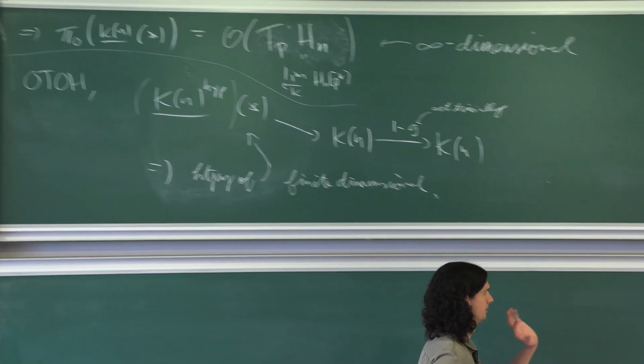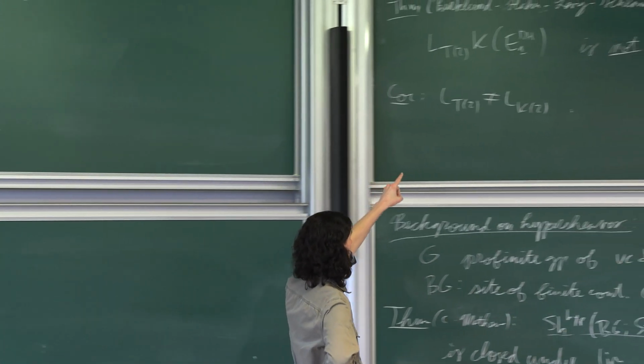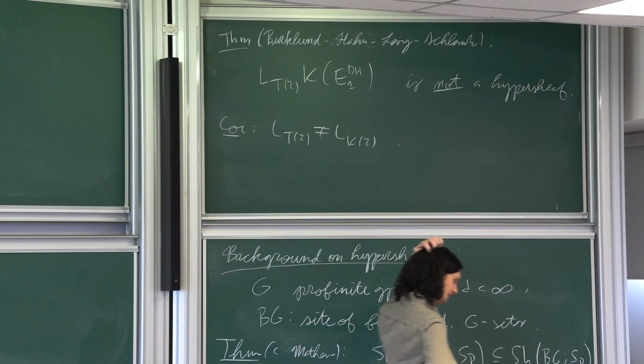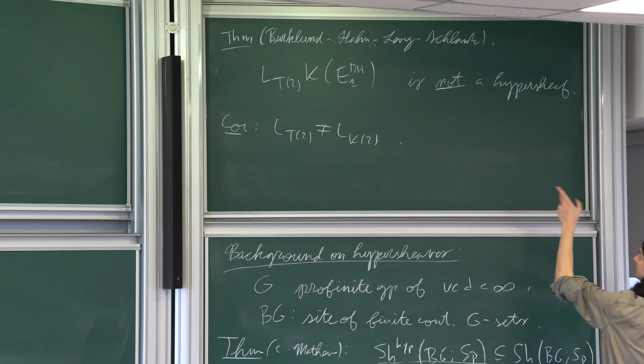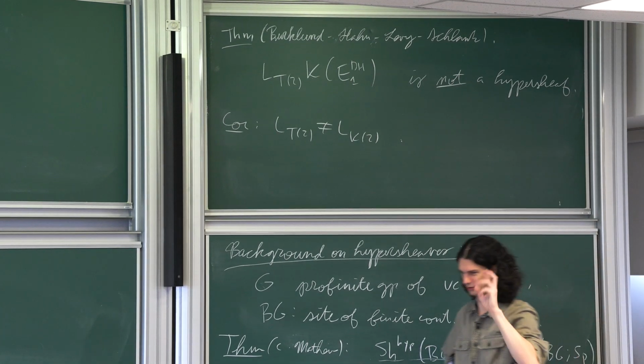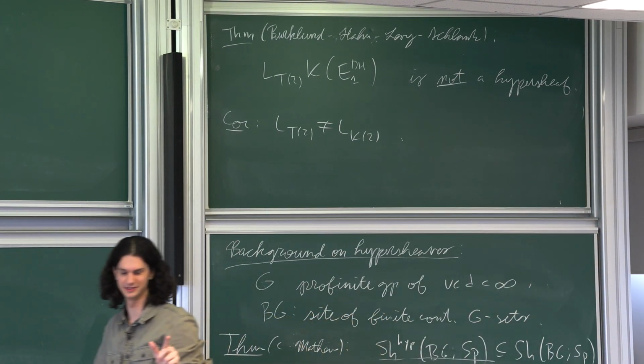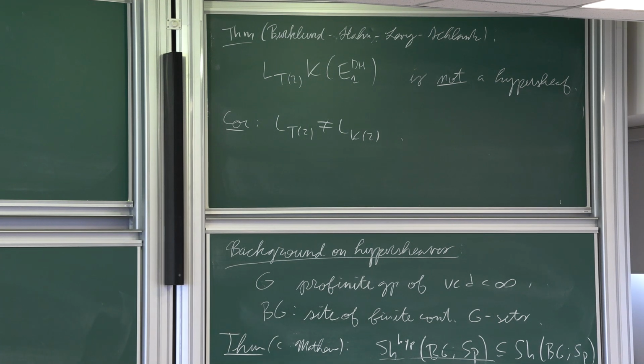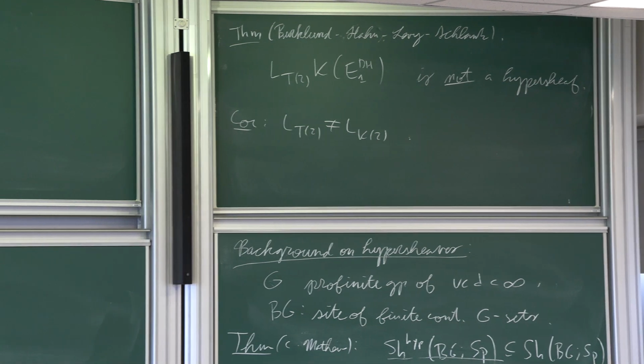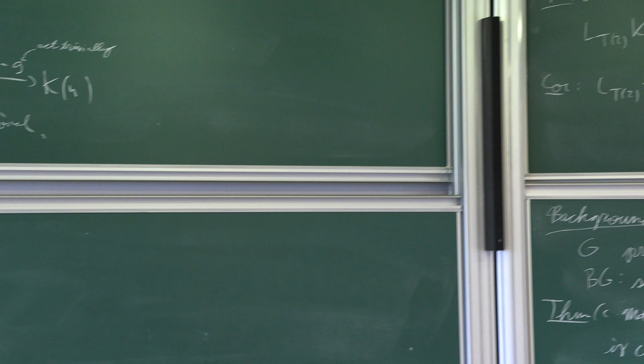There's going to be a similar phenomenon in this theorem. One way of giving the reason why this is not a hypersheaf is that its homotopy groups are going to be infinite dimensional, or at least one homotopy group will be infinite dimensional. Whereas for the thing at the top of the tower, the homotopy groups are all finite dimensional. And that contradicts the hypersheaf property.